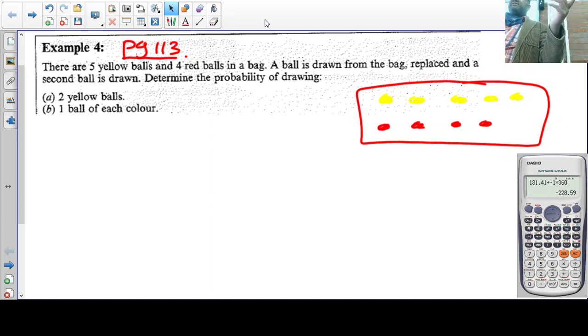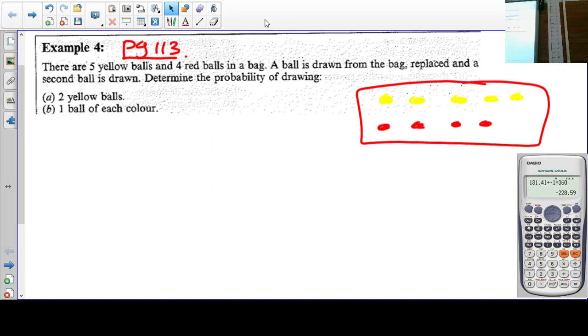That's what I read in the first question. Drawing a red ball in the first draw is equally likely as drawing a red ball in the second draw, or drawing a yellow ball in your first draw is the same probability as drawing a yellow ball in the second draw. You guys understand that? However, if it was not replaced, would the probability be the same? No. Then the number of balls in the bag is different. But for our purposes, the ball is being replaced. Just remember that.